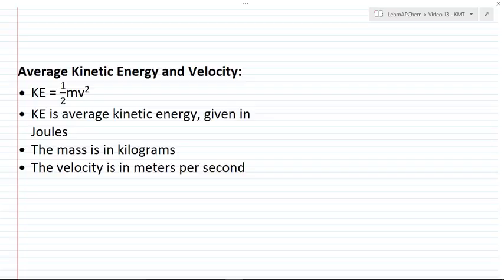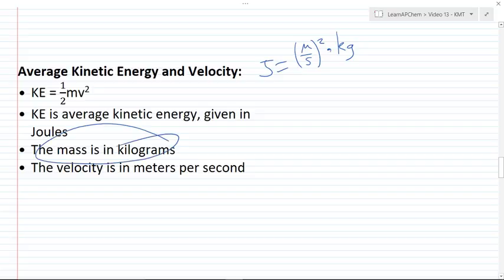Unlike a lot of things in chemistry where you can figure out the units on your own, this one is not so easy just because a joule is equal to something really weird, meters per second squared times kilograms. And unless you knew that, you wouldn't be able to figure out that this was in kilograms. So do memorize that.